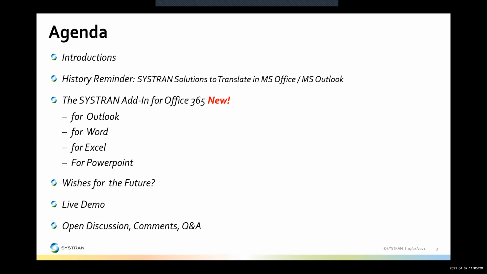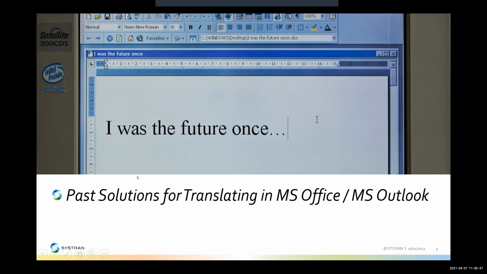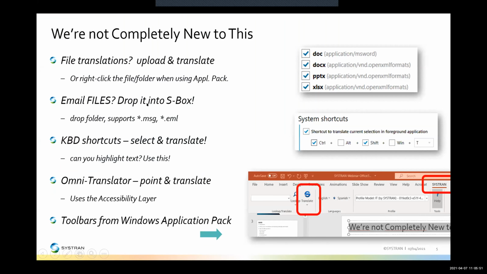We've done this for a little while. Let's take a look at past solutions for translating in MS Office, or MS Outlook, or even files that came from there, but you don't necessarily have the application anymore, right? So what that means is that you might do a translation of files, of course. You have the web interface, or you have some other ways to submit a file. And that's usually the technique that you use if you have a fairly large document. It might be a doc, a docx, PowerPoint, Excel, a variety of formats.